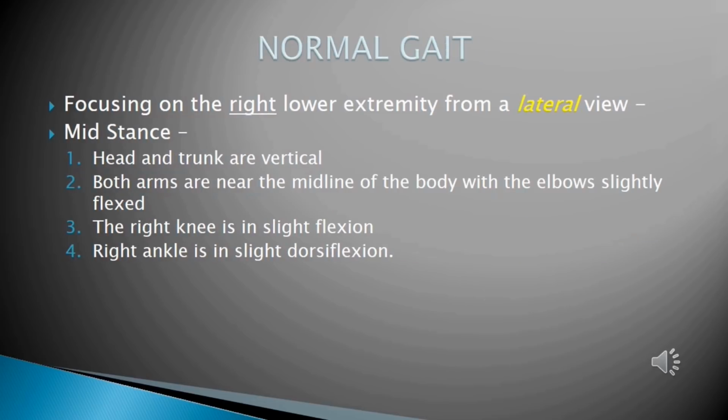Okay, let's go to mid-stance and focus on the right lower extremity from a lateral view during the mid-stance phase of gait. We notice that the head and trunk are vertical. Both arms are near the midline of the body with the elbows slightly flexed, and that's one of the characteristics of the mid-stance phase of gait, that both lower extremities and both upper extremities come to the midline of the body. That's a characteristic finding of the mid-stance phase of gait.